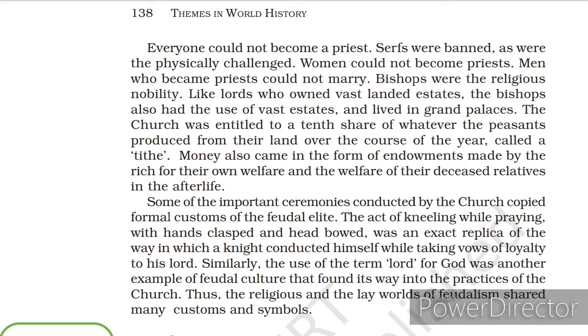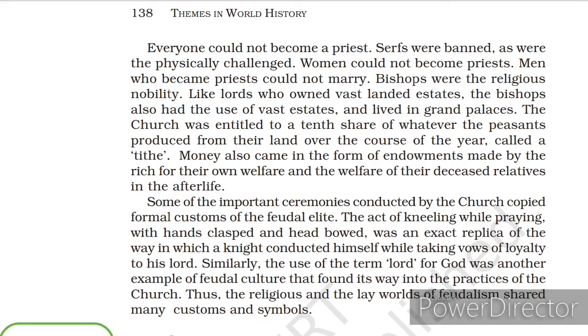Okay, they had a very big estate, and they lived in grand palaces. Then the church had the right to take one tenth of the total produce from the peasants. It was known as tithe. Another source of income of the church was the endowments made by the rich for their own welfare and the welfare of their deceased relatives in the afterlife.